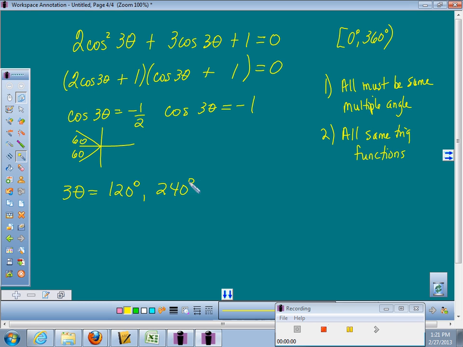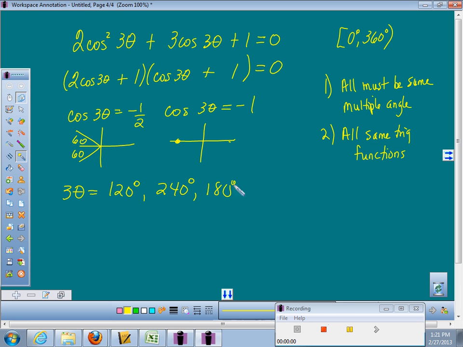Wait, how? 180 minus 60, 180 plus 60. And if I want to know where cosine equals a negative 1, that's quadrant line. Yes, it'd be at 180 because it's positive 1 at 0, so it's negative 1 at 180.